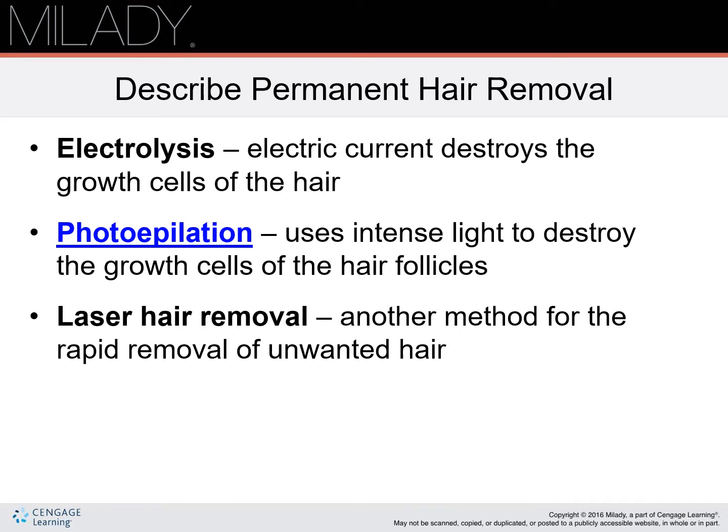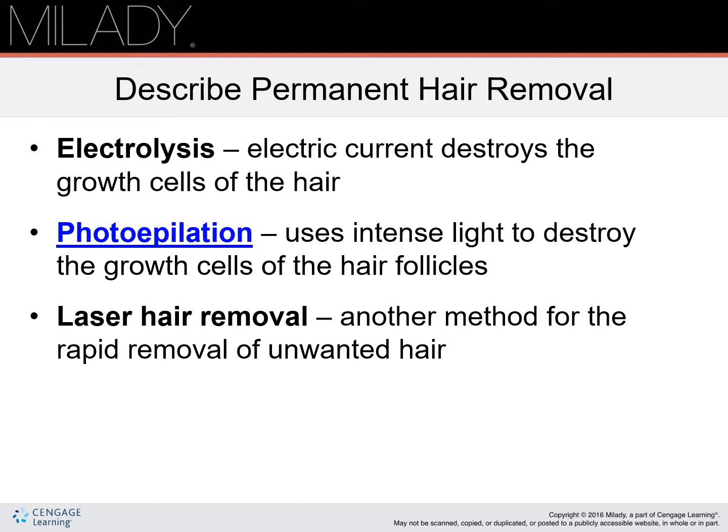Laser hair removal is another method for rapid removal of unwanted hair. This is when a laser beam is pulsed on the skin, impairing the growth of the hair. So this does not destroy, it impairs it. It stops the growth. You do this in the growing stages of the hair. We're going to talk about that a little bit later in the slides.